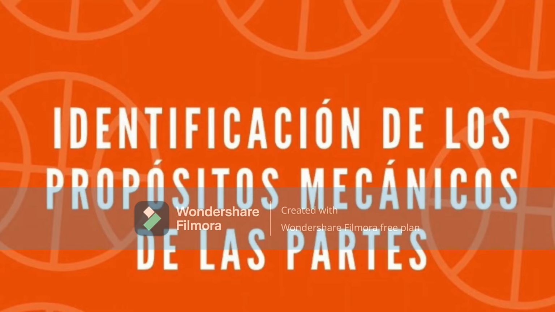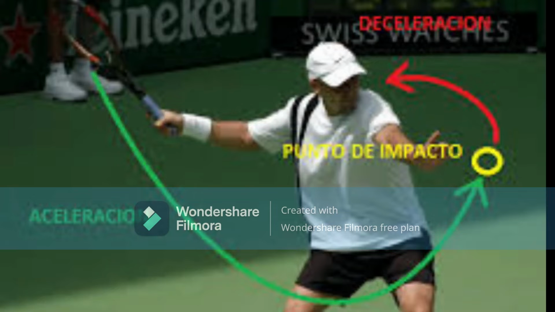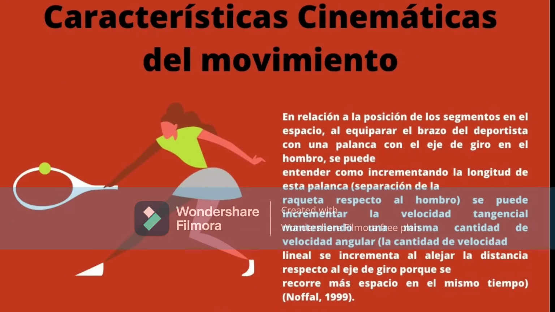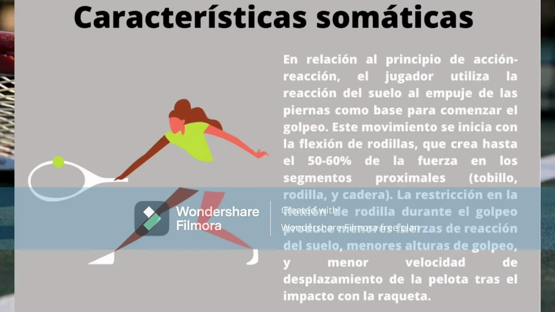Identification of the mechanical purposes of the pass. Kinematic features of the movement. Concerning the position of the segments in space, by equipping the athlete's arm with a lever with the axis of rotation at the shoulder, it can be understood how increasing the length of this lever, the separation of the racket relative to the shoulder, can increase tangential speed while keeping the same amount of angular velocity.